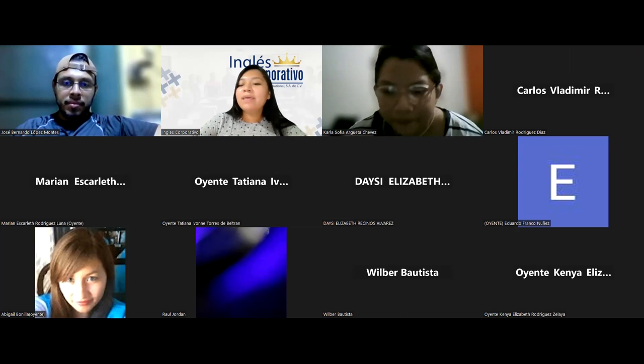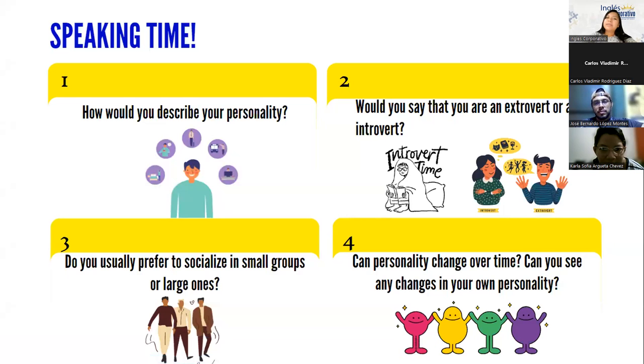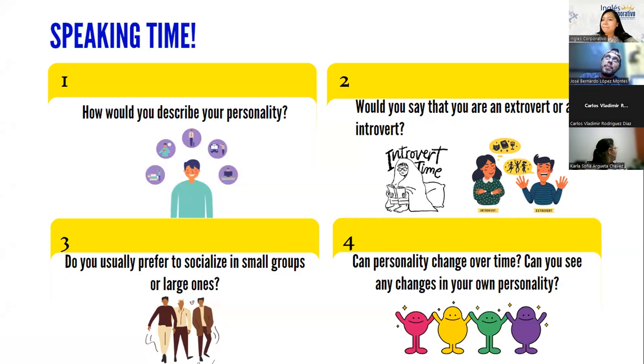Okay, so Jose, let me ask you, how would you describe your personality? My personality? Maybe kind, shy person. Sometimes I am intellectual, I think. Okay. And would you say that you are an extrovert or an introvert? I am introvert person. Why do you consider that you are introvert? Maybe because I am shy and for me it's difficult to express some things or talk to someone that I don't know.